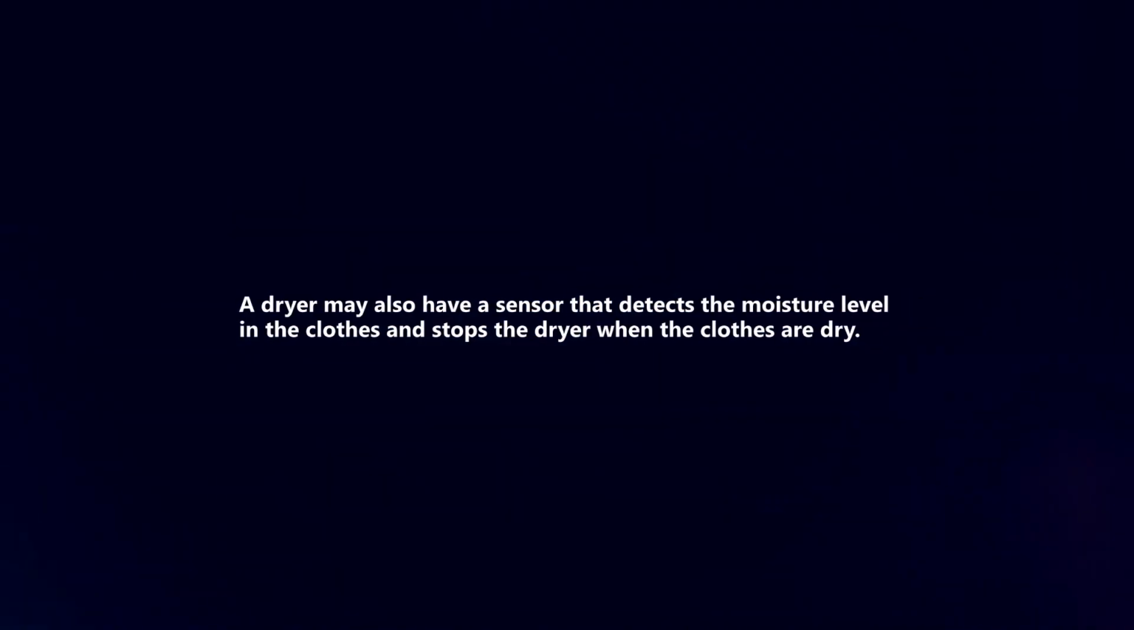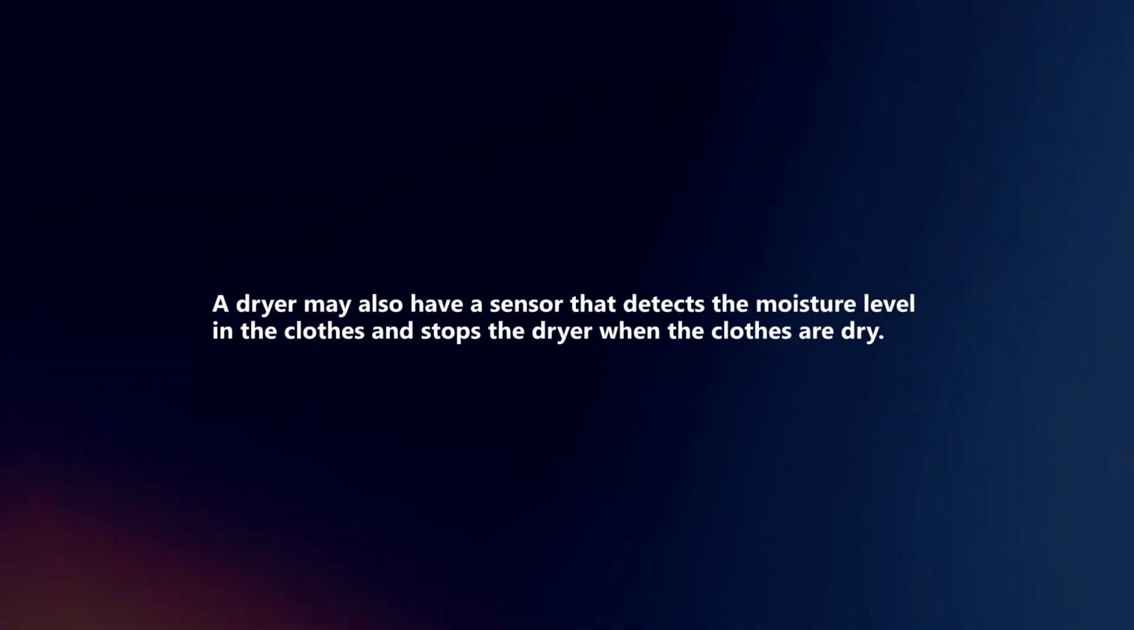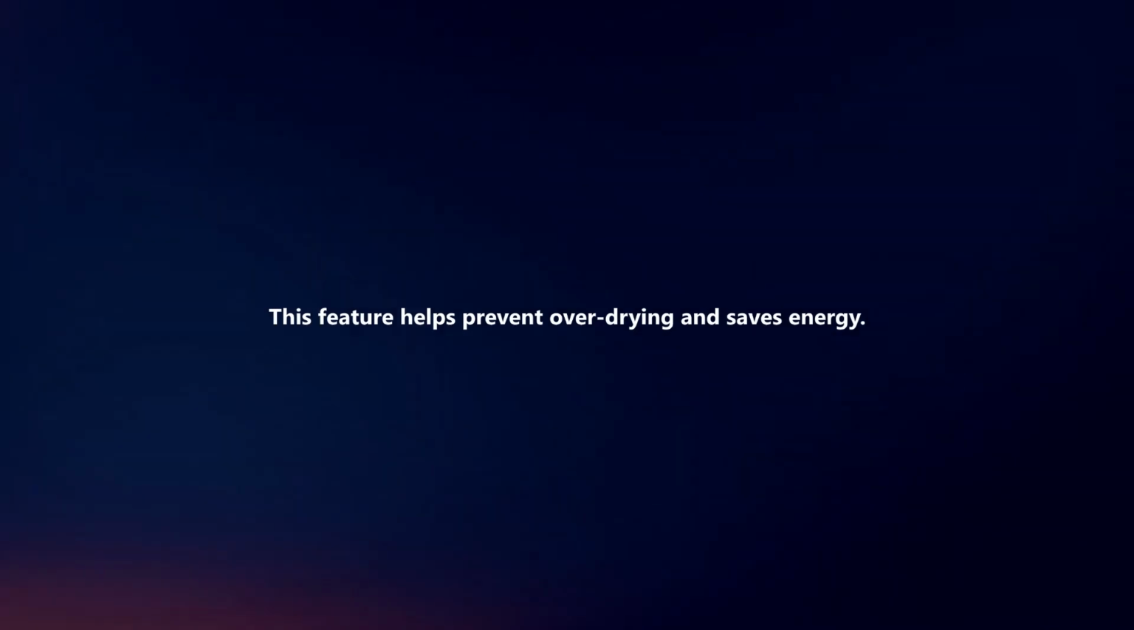A dryer may also have a sensor that detects the moisture level in the clothes and stops the dryer when the clothes are dry. This feature helps prevent over-drying and saves energy.